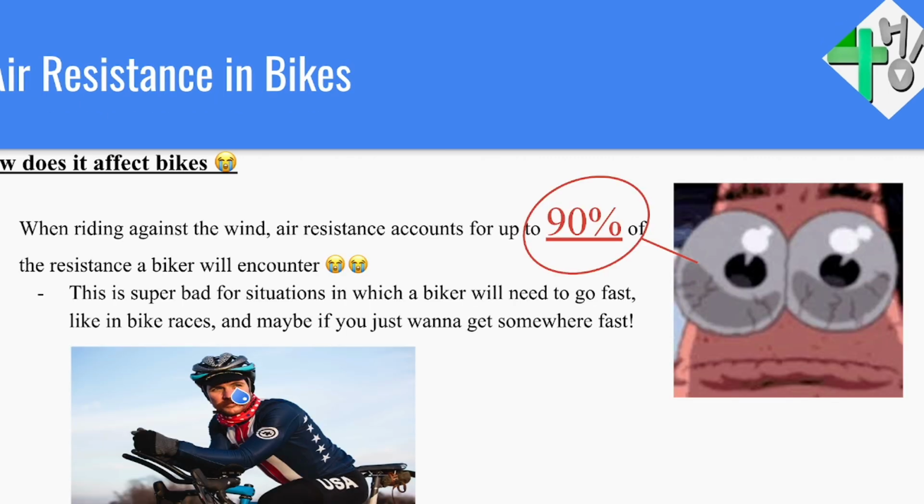Let's begin. So, air resistance in bikes. Now, how does it affect bikes? So, when riding against the wind, air resistance accounts for up to 90% of the resistance a biker will encounter, which is super bad for situations in which a biker will need to go fast, like in bike races, and maybe if you just want to get somewhere fast.